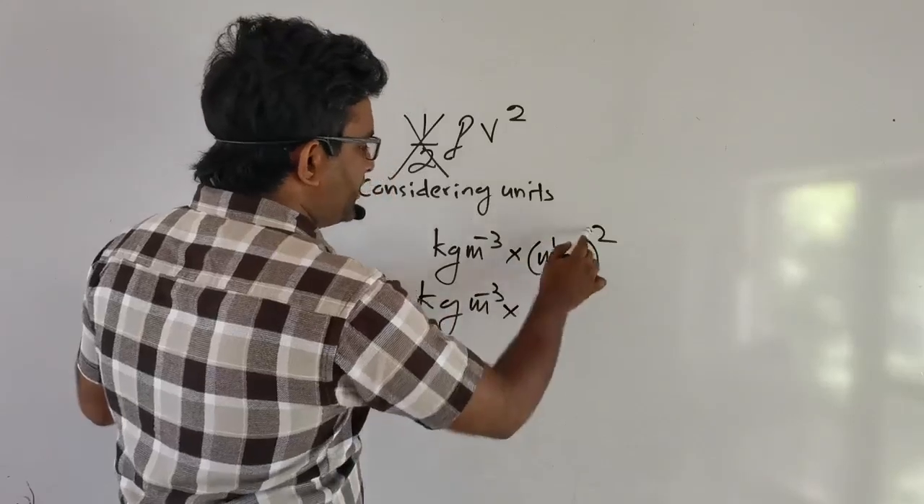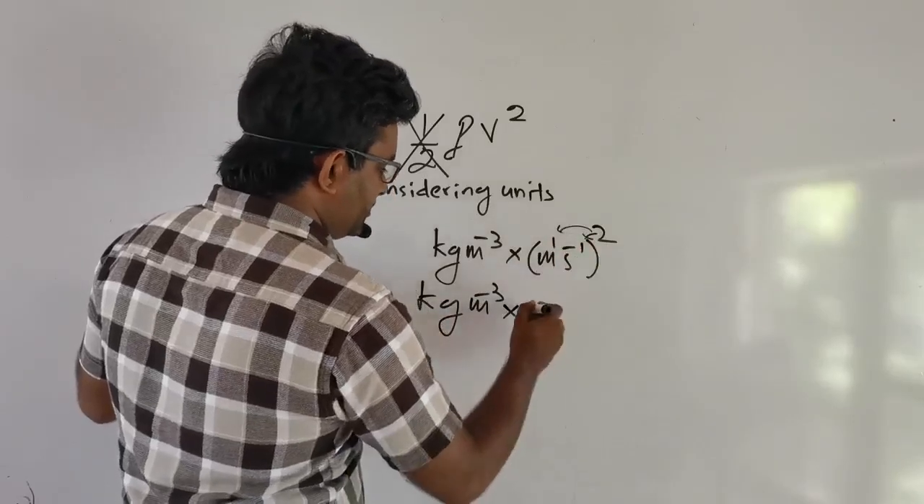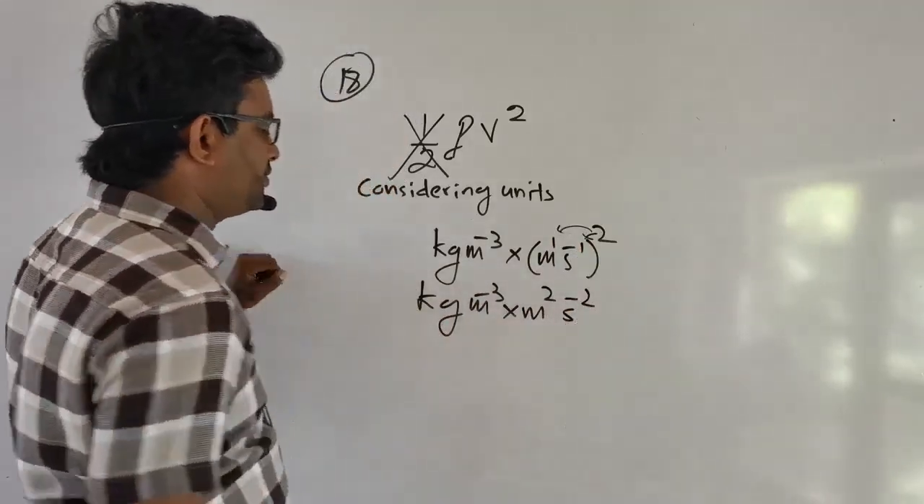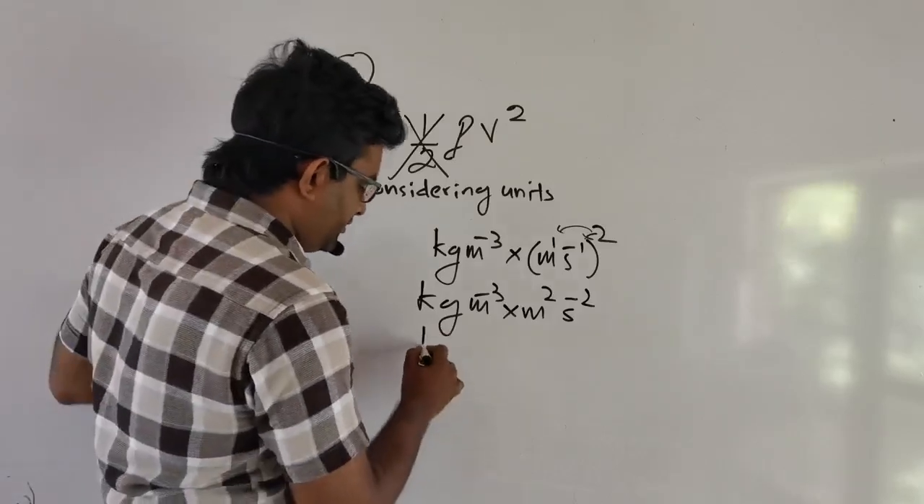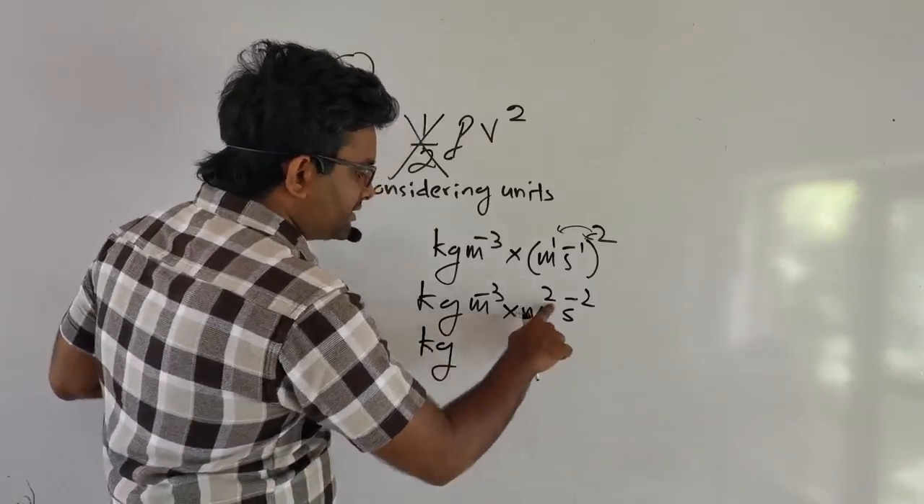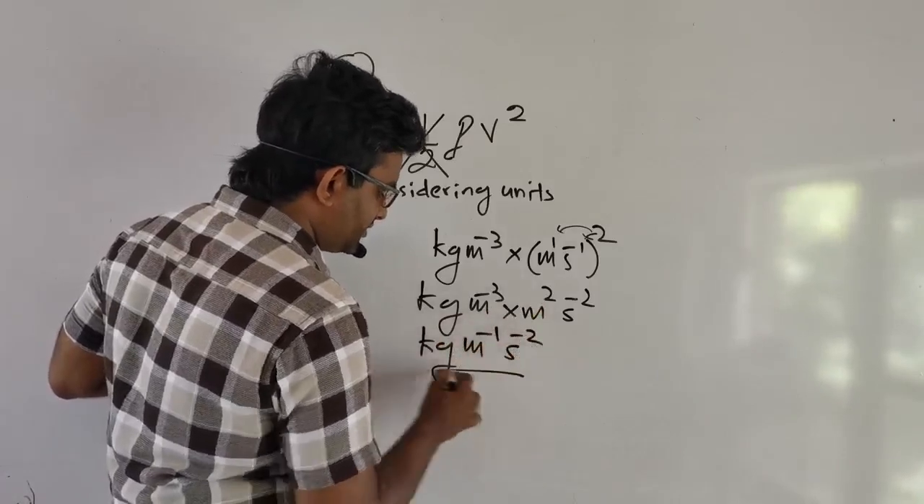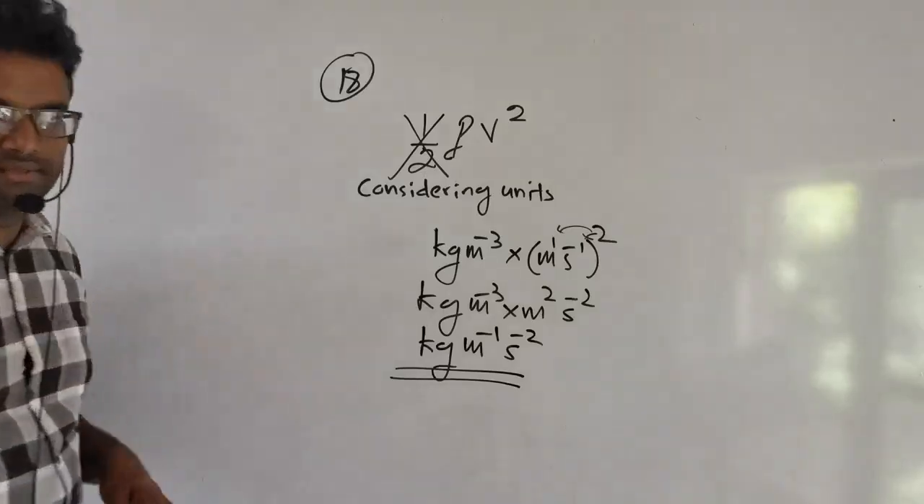Again you can remove the bracket: m to the power 2, s minus 2. Then here we have kilograms, m plus 2 minus 3, that is minus 1, and s minus 2. This is the final answer.